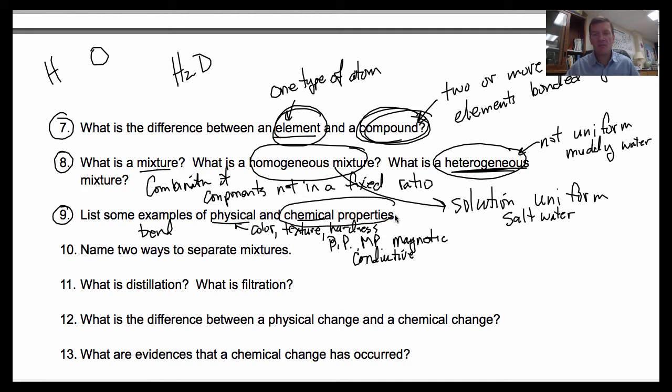Chemical properties, though, how does it react? When it goes through a chemical change, it goes through a change in the chemical nature. You make something new.